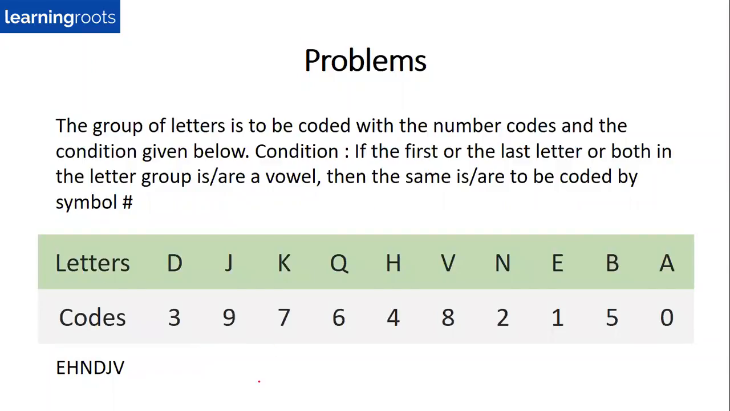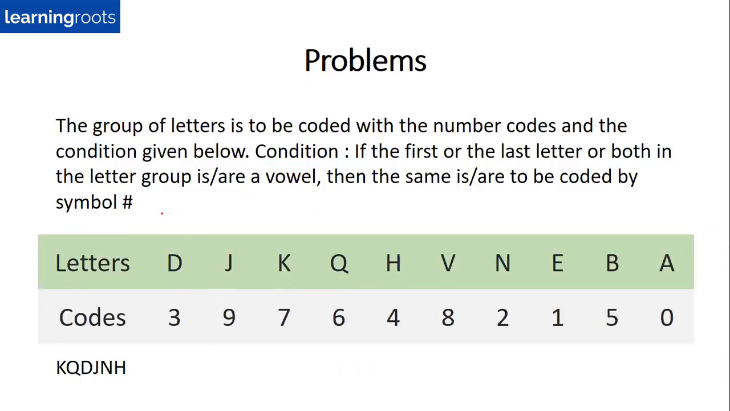E is going to be hash because it's a vowel, followed by 4, then you will have 2, 3, 9, and 8. Somebody is saying I didn't understand the question. So what you need to do is look for these letters in the letters which are given, and then correspondingly these are the codes for each of the letters. You need to figure out what the code for this whole thing will be, and the only condition given is if the first is a vowel, so either it is A, E, I, O, U, then you will have to code it as hash. Okay, let's go to the next one.